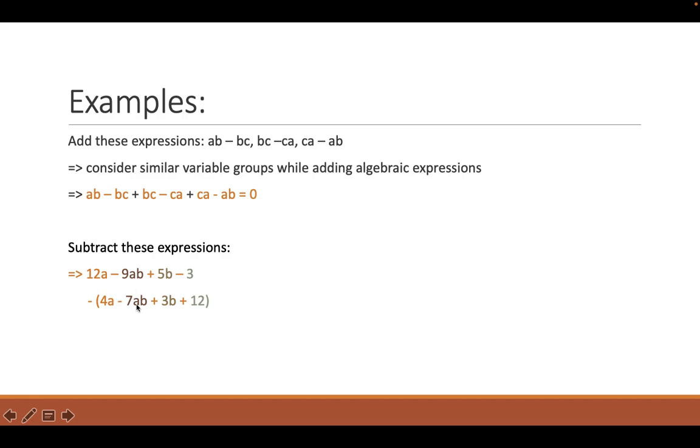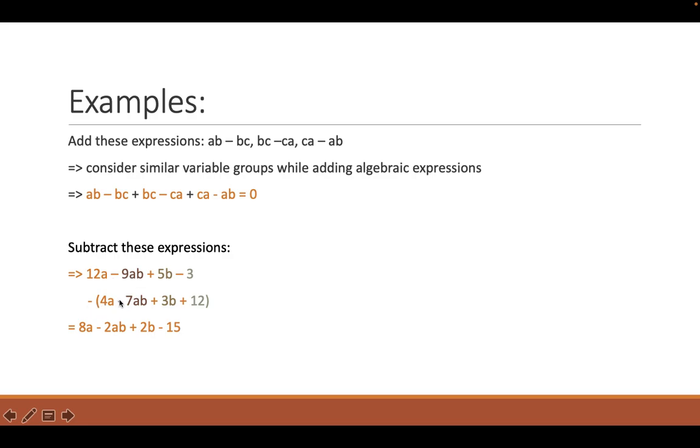Terms with similar variables and similar variable groups have to be grouped together in order to subtract. So A you need to subtract with A, AB you need to subtract with AB, B you need to subtract with B, then only you can reduce it to a smaller form. So here, after the subtraction, we got 8a because 12a minus 4a, and then here minus 9ab.